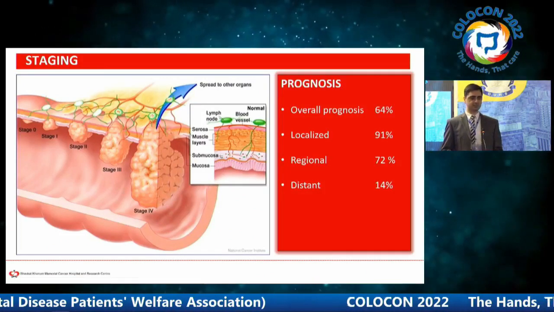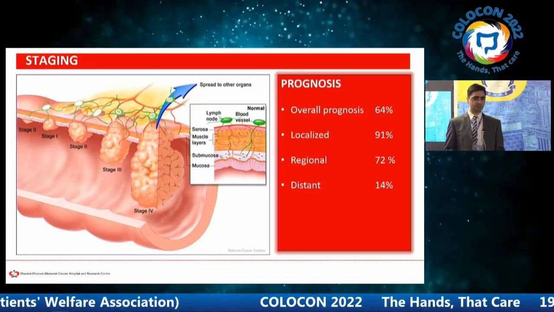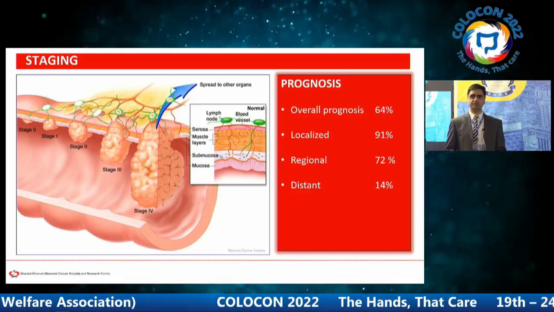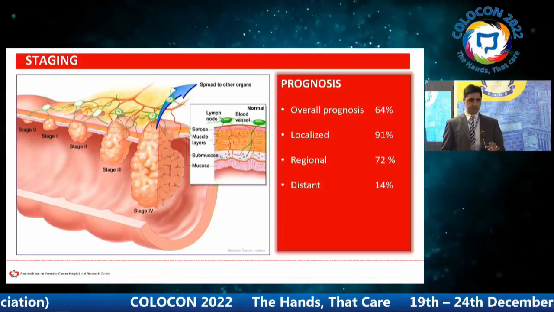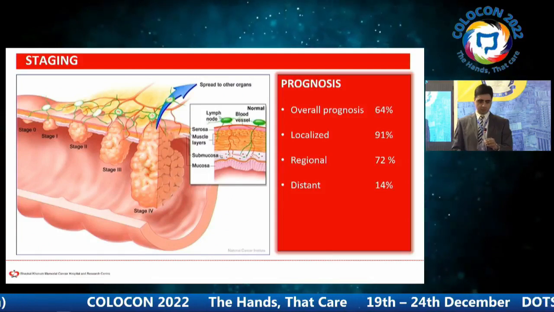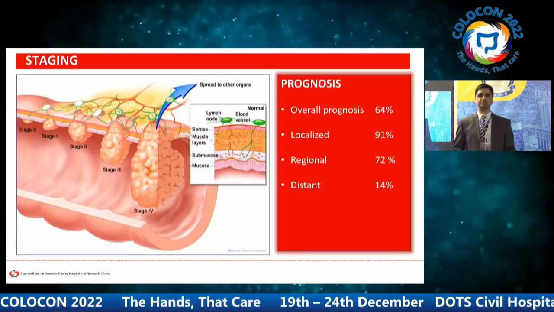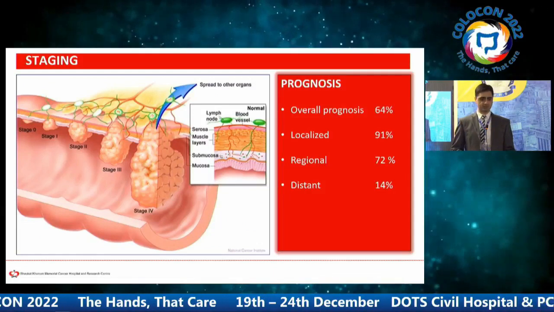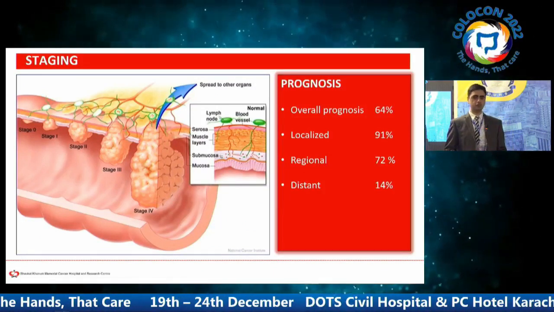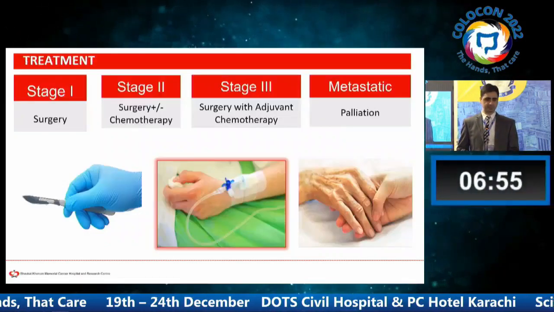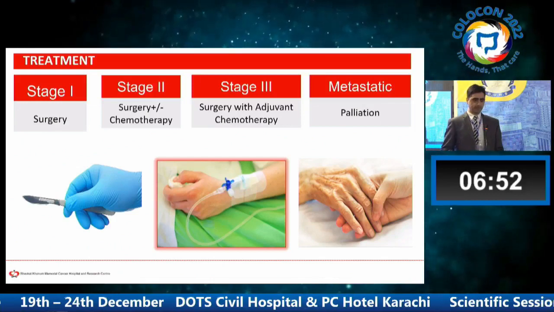Excellent prognosis is seen if it is detected at a localized stage. The prognosis is 91% at 5 years, and we see around 37% of the patients at this stage. If the cancer has spread to the surrounding tissues, the prognosis drops to 72%, and we see 36% of the patients at this stage. For distant metastasis, the prognosis is 14%, and we see around 22% of the patients at this stage. A slide about the brief treatment.